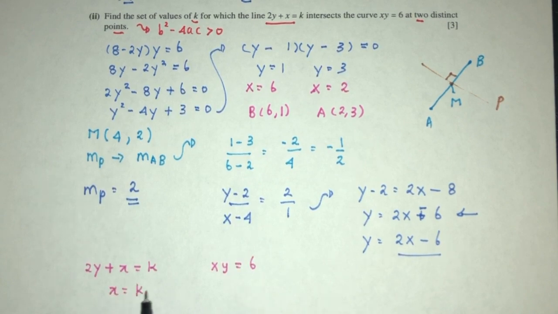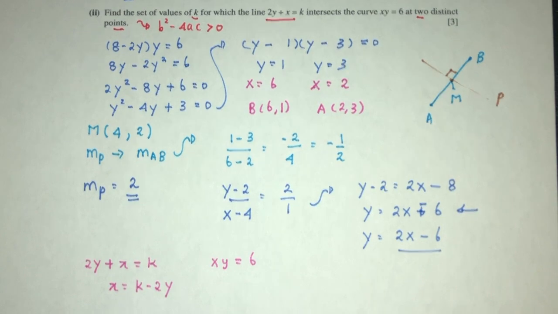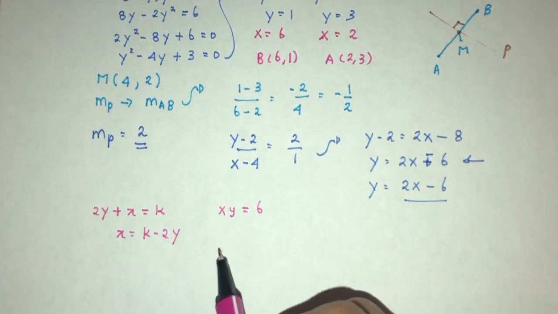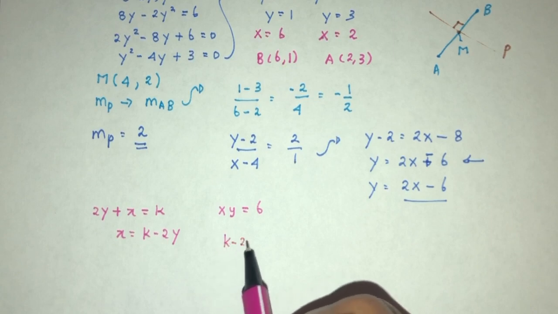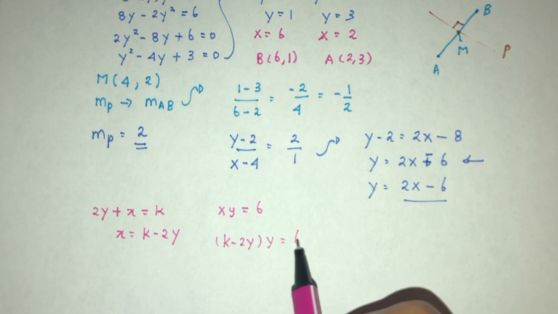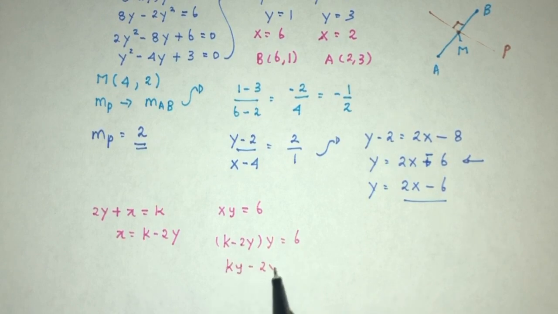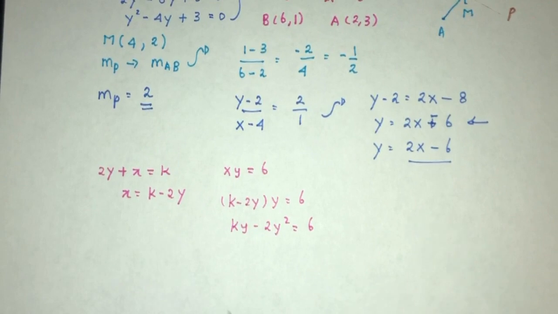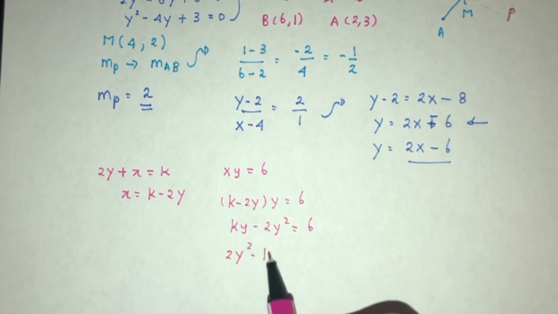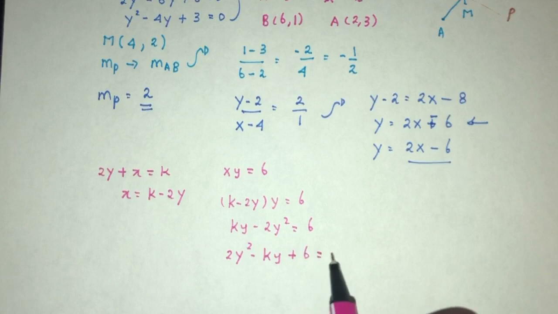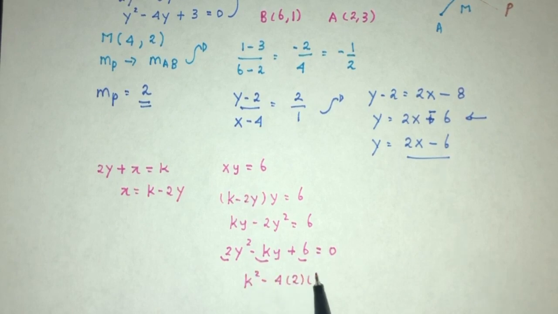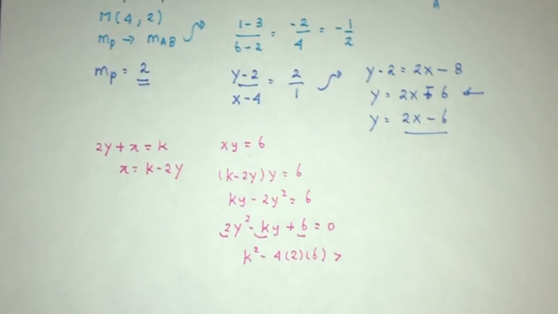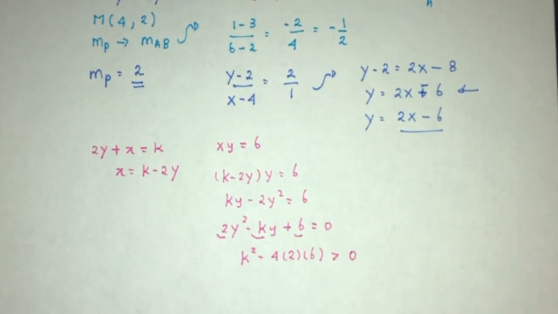x will be k minus 2y. We can replace here. You will have x, which is k minus 2y, times y, equal to 6. So ky minus 2y squared equals 6. Let's rearrange. You will have 2y squared minus ky plus 6 equal to 0. This is a, b, and c. So b squared is k squared, minus 4 times a times c, has to be more than 0, because we know they meet at 2 distinct points.